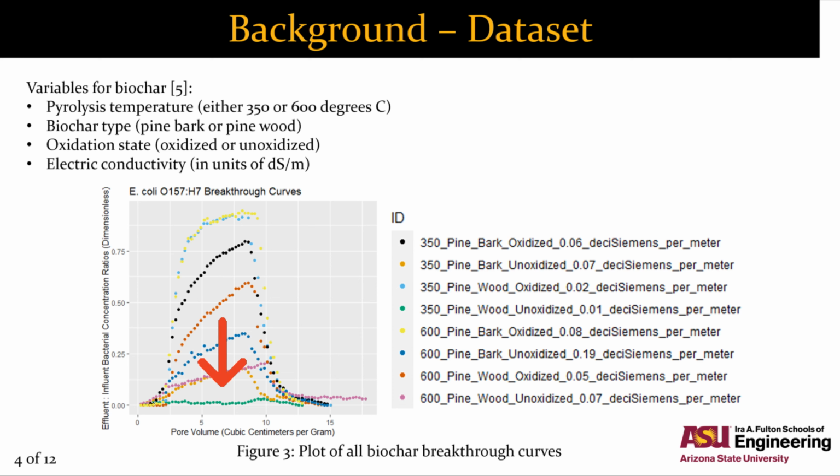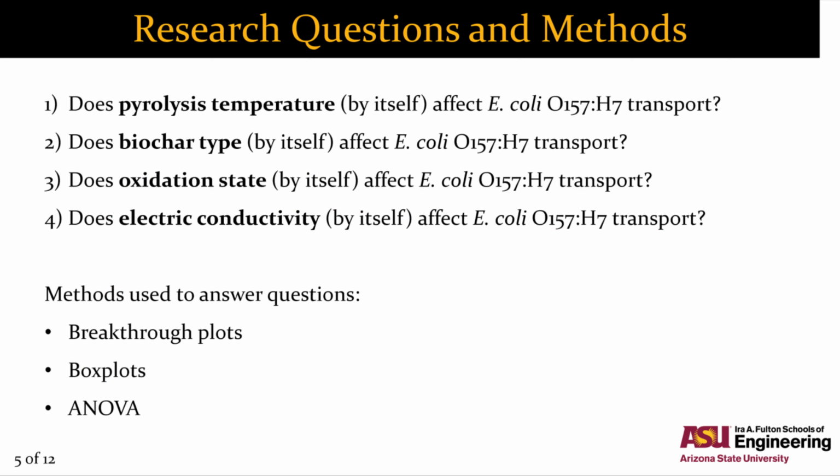Based on this logic, the most favorable data points belong to the biochar breakthrough curve at the bottom in green. This particular biochar was heated at 350 degrees Celsius, is pine wood, and is unoxidized. The research questions for this dataset are whether each of these 4 variables by themselves affect E. coli transport. To answer these questions, breakthrough curve plots and box plots were used to see the differences between each of the variables' values, and ANOVA tests were performed.